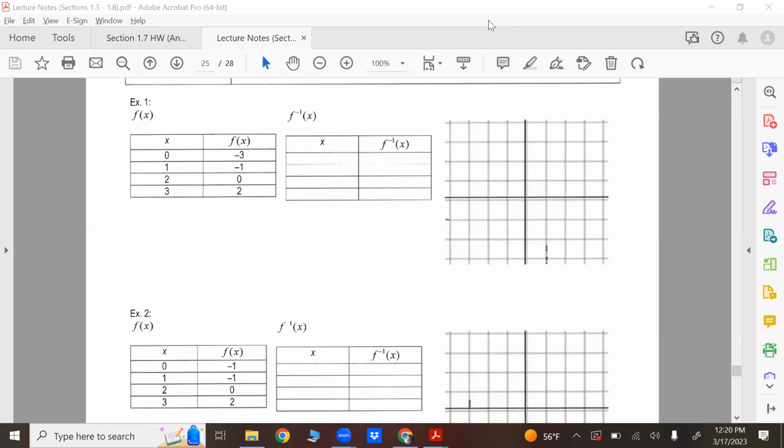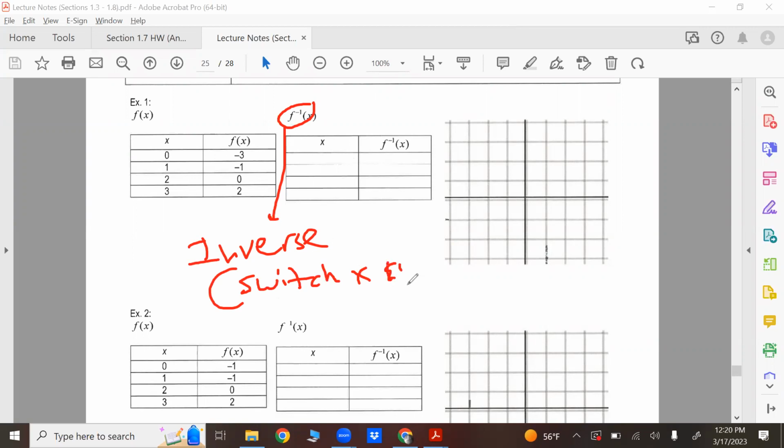Okay. So when you do an inverse, okay, this is an inverse. What you do, guys, quiet please, you switch x and y. That's all you do in the inverse. You simply switch x and y. So I'm going to swap all the x and y coordinates. So these columns switch. So -3, 0, -1, 1, 0, 2, 2, 3.